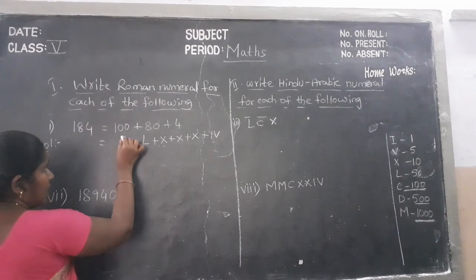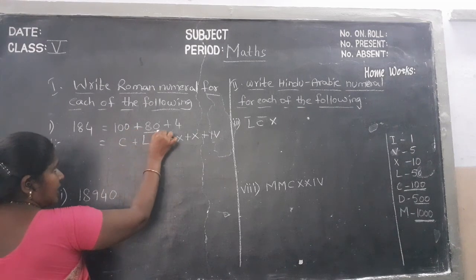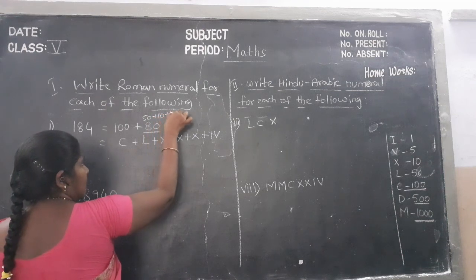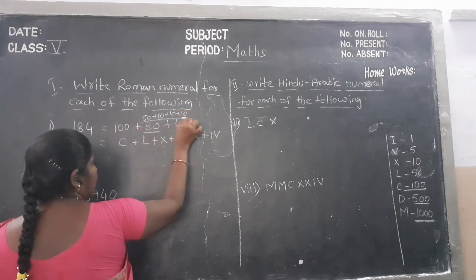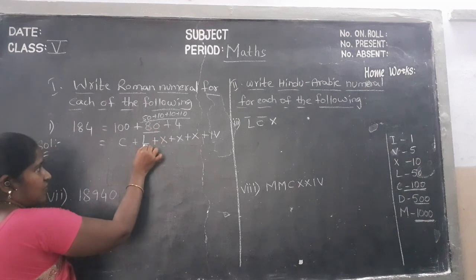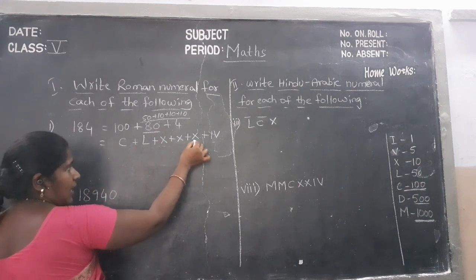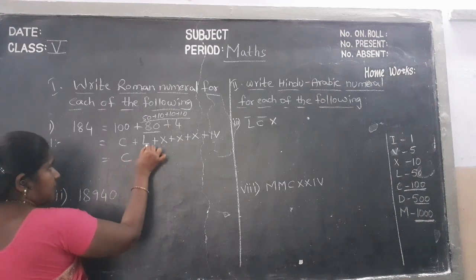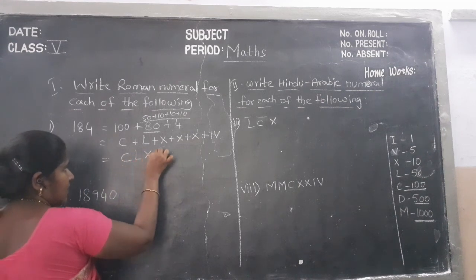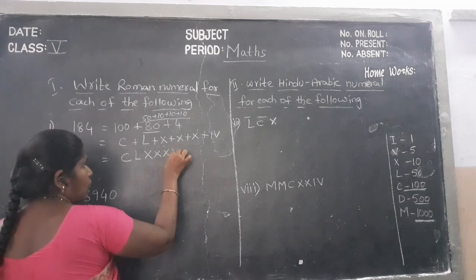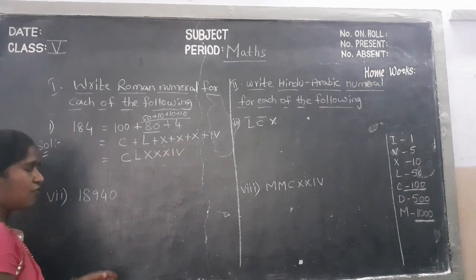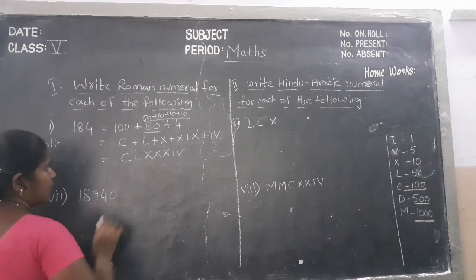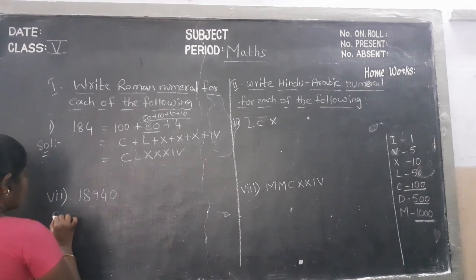Okay children, C means 100. 80, how to write it? 50 plus 10 plus 10 plus 10. So 80 means 50 plus 10 plus 10 and again plus 10, and plus 4. So what is the answer? C L X X X IV. That means what is the value in Roman numeral? 184. Okay children.